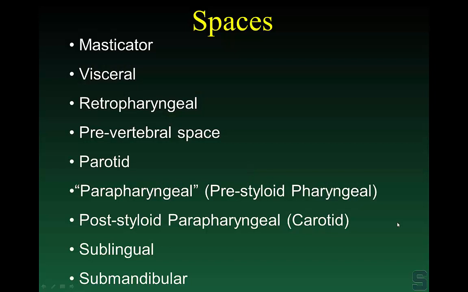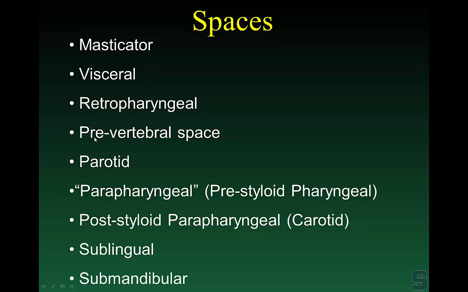So in summary, what I've tried to do over the last 45 minutes is give you a simplified approach to the spaces of the head and neck. Remember the masticator space, muscles of mastication. Visceral space, as the day goes on and you start to yawn, remember everything that you can see in someone's yawn is the visceral space. The retropharyngeal space is just behind the pharynx.